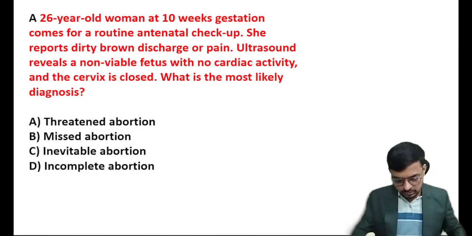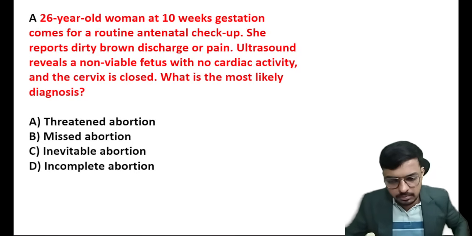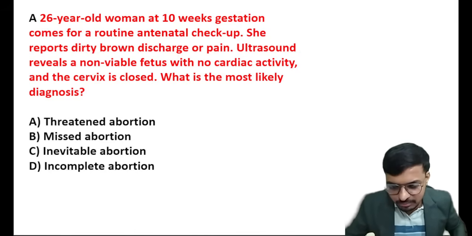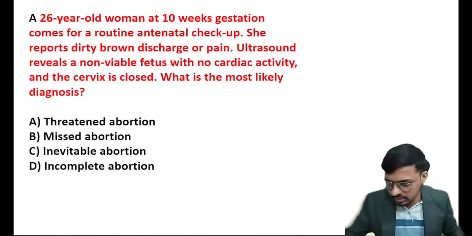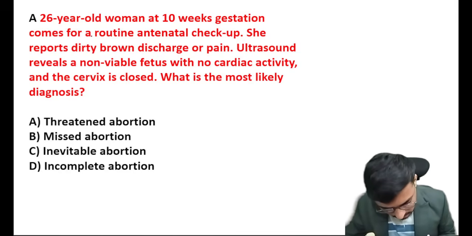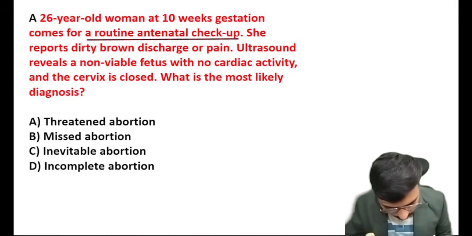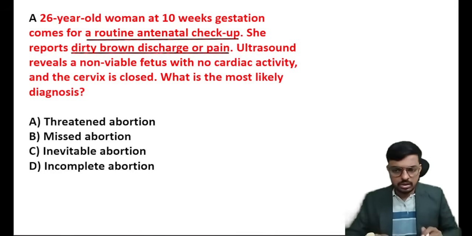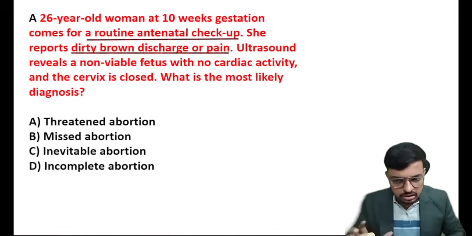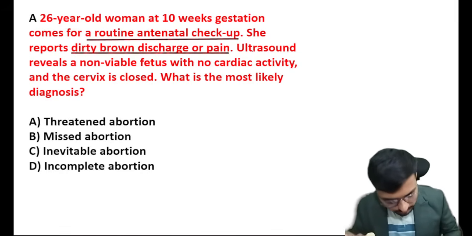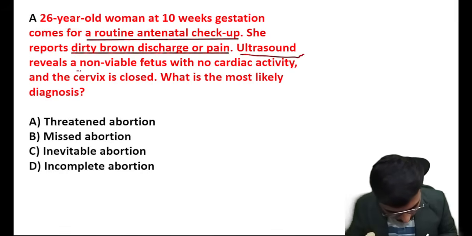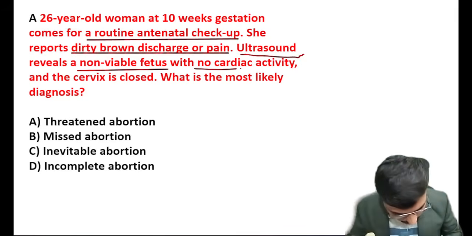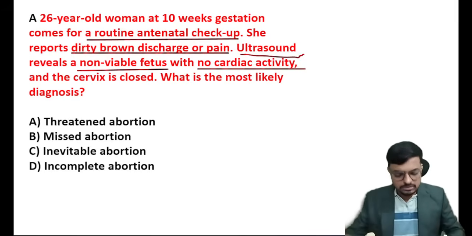And here is the next question. The question is very simple and very important. A 26-year-old woman at 10 weeks of gestation comes for a routine antenatal checkup. She reports pain in the lower abdomen and a dirty brown discharge coming through the vagina. We do the ultrasound, and it shows a non-viable fetus with no cardiac activity.